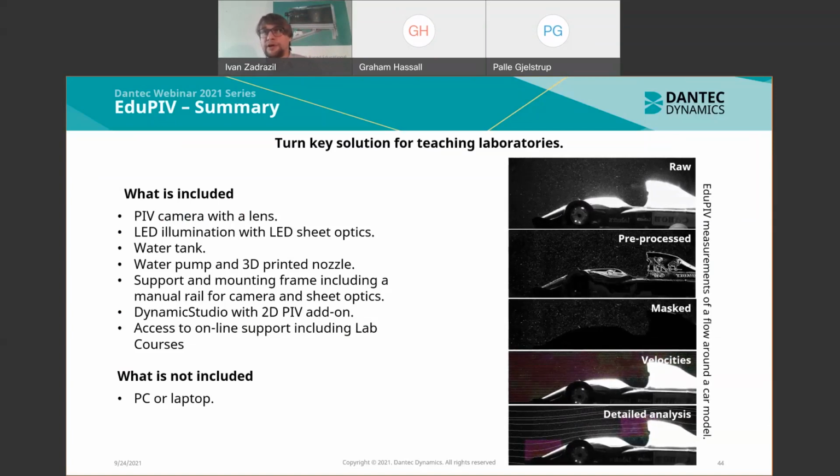So it's just a model of a car and some flow around it. It's actually a model of a racing car. On the top, you can see raw images. Below it are pre-processed images, with increased signal to noise ratio and the background removed. Then I masked out the car, calculated velocities, and then I did some detailed analysis, which shows streamlines and more detailed focused analysis close to the front wing and the engine intake.